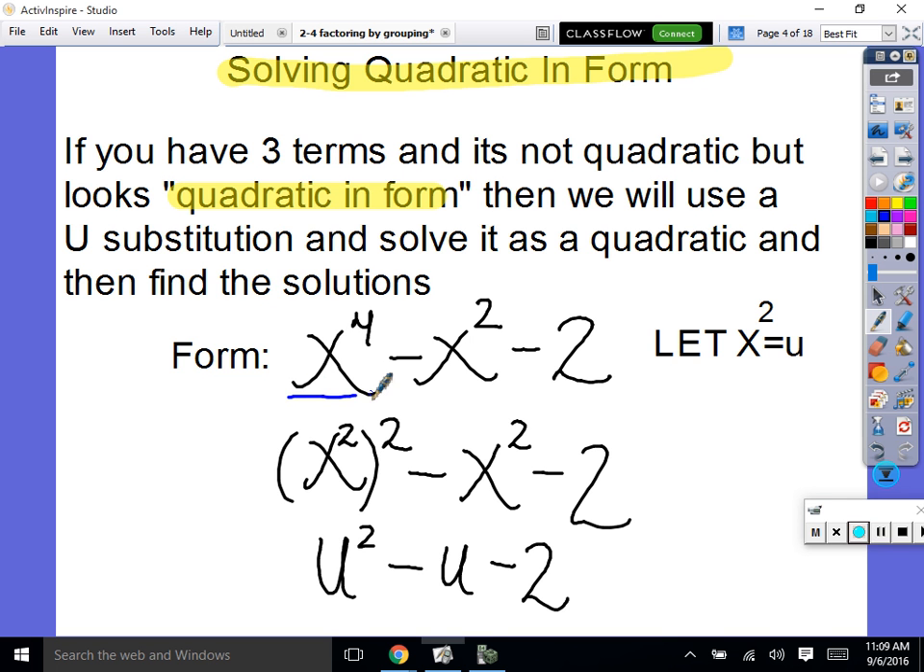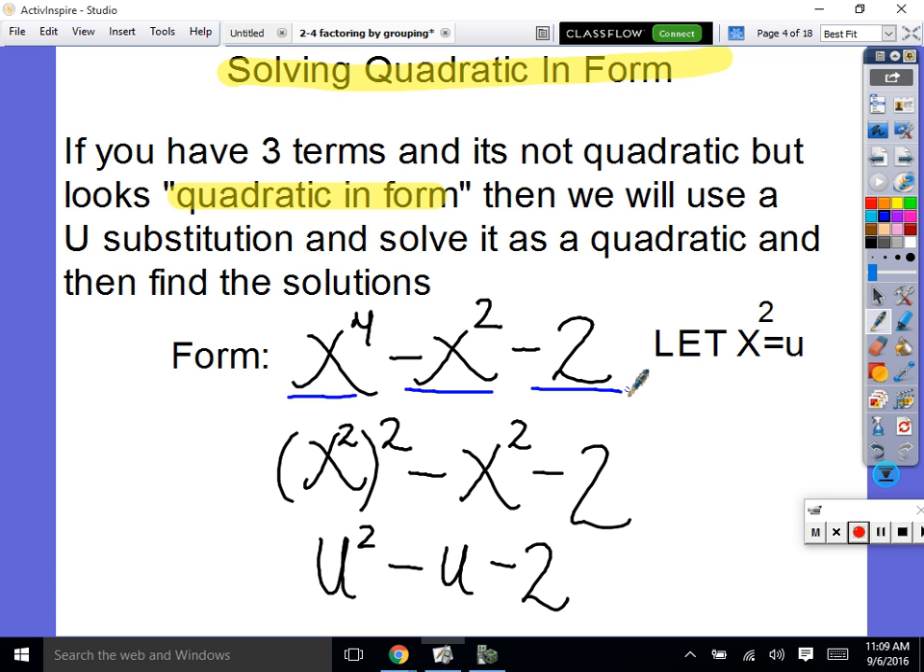However, there are 3 terms. And if I told you, well, x to the 4th, isn't that just x squared squared? Right? Raise a power to a power and you multiply. So really we have x squared squared minus x squared minus 2.